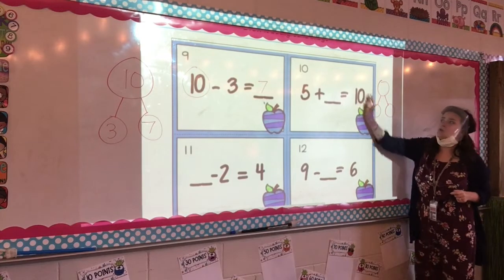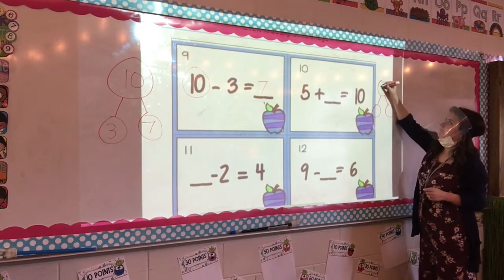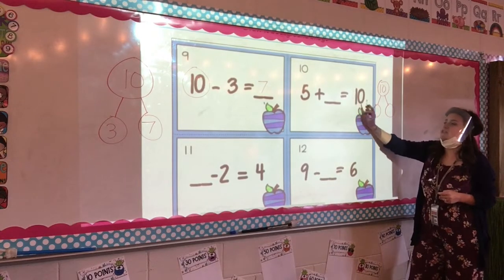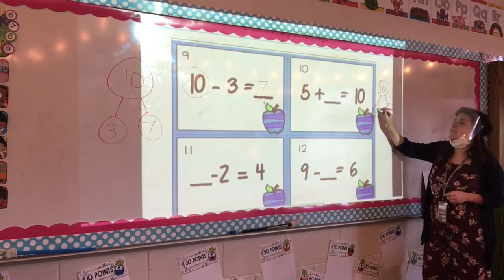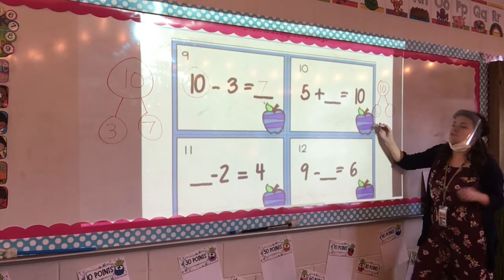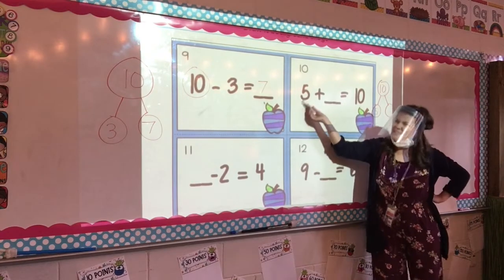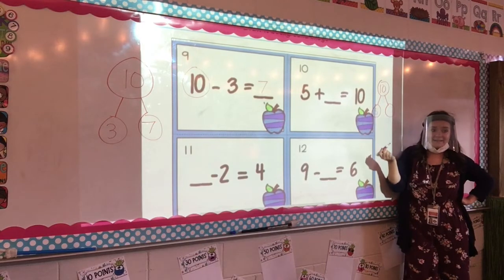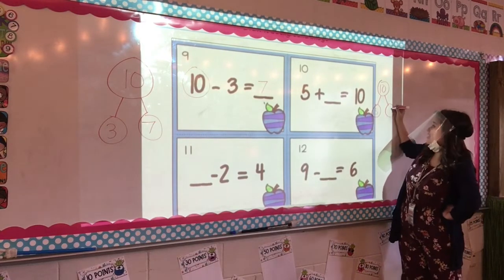My total is 10. Because it's an addition problem, and here's my answer. So my total is 10. One of my parts is 5. So it's asking, what does 5 need to become 10? Peyton? 5. Ooh, good job.